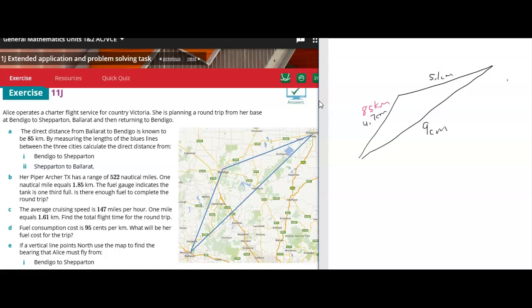All right, so what is it asking? What do we actually have to do? We measured the lengths of the lines between the three cities, and we've got to calculate these other two. So if I know 85 kilometres is 4.7 centimetres, we've got to work out what these other two lengths are. So if I take 85 and divide that by 4.7 on my calculator, we get 18.0.